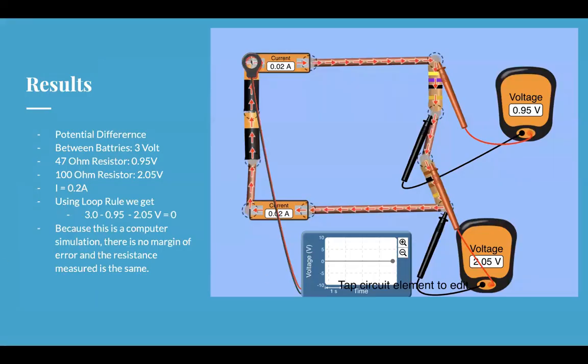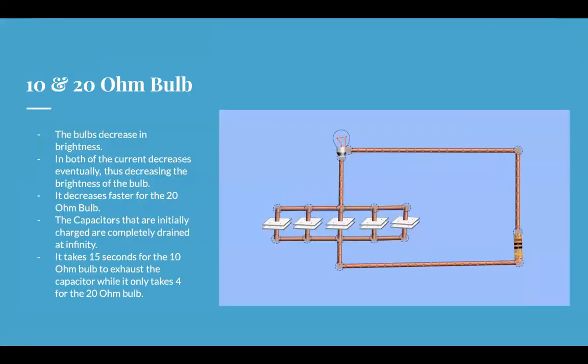again obeying the loop rule. In experiment two, this was supposed to be a 1 Farad capacitor, but I could not find a 1 Farad, so I used five 0.2 Farad capacitors and added them in parallel.